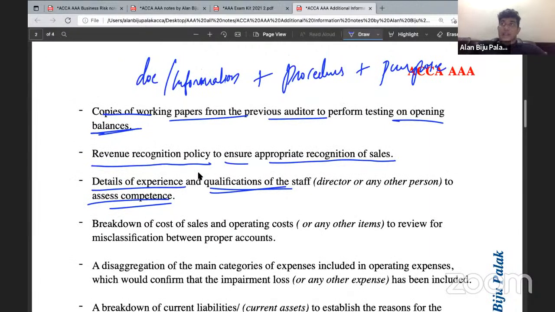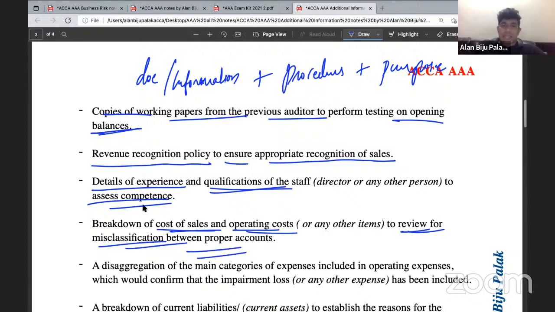So you used to mention that there can be chances of having misclassification in several accounts. You used to always mention about the misclassification about the research and development expenditures, revenue and capital expenditure. Yesterday, while doing analytical procedure, we have mentioned about the misclassification between cost of sales and operating expenses. And in all those cases, what we can do, we can obtain the breakdown of cost of sales and operating expenses. For what purpose? To review whether it is being misclassified between proper accounts.